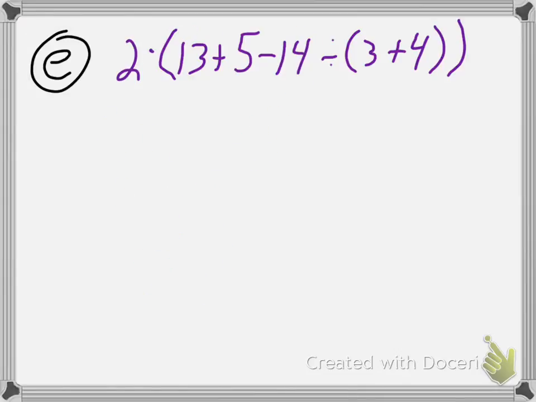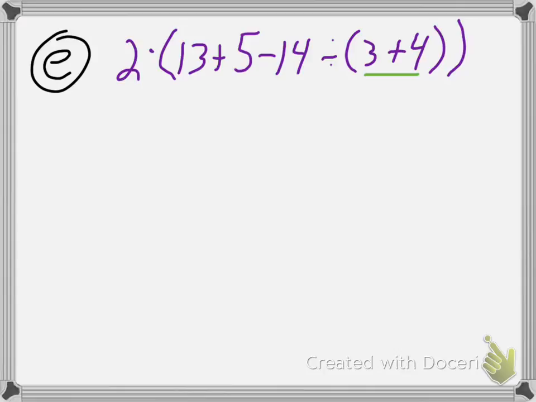Okay, the last example here. We have 2 times, and then in parentheses, 13 plus 5 minus 14 divided by, and then we have another set of parentheses, 3 plus 4, and then we end both sets of parentheses. Now, if you ever have one set of parentheses inside the other, you do what's in the innermost parentheses first. Again, the first set of parentheses tells us do what's in here. This is important. But then inside that, we have another set saying, hey, this is really, really important. We need to focus on this. So we're going to do what's inside the innermost parentheses first, which in this case is 3 plus 4.